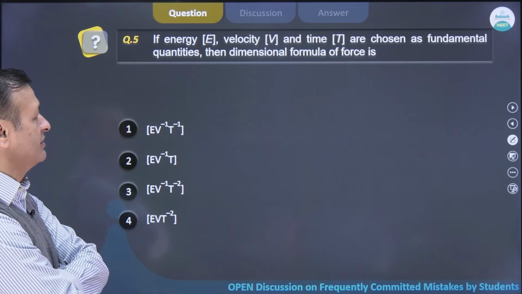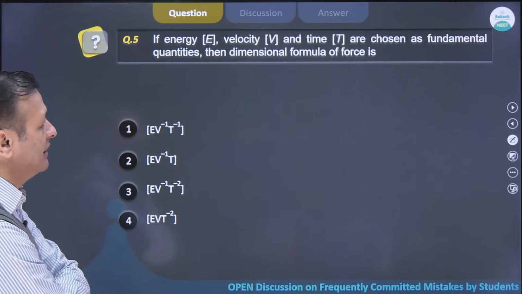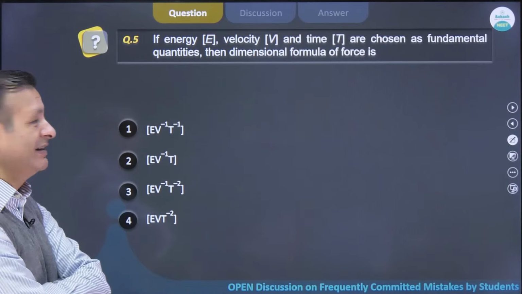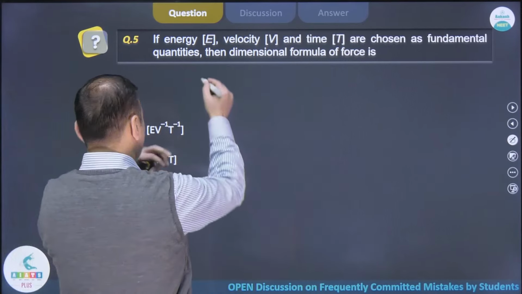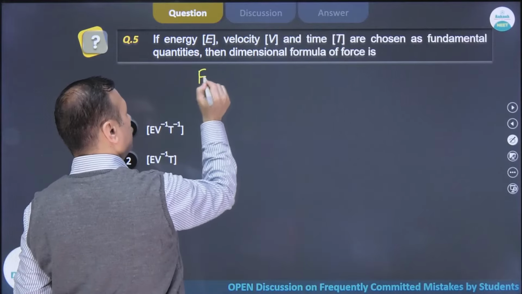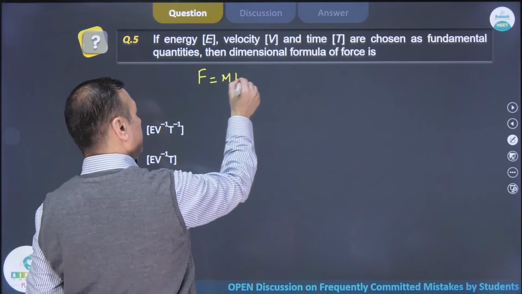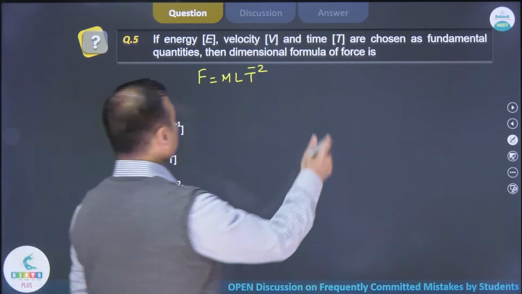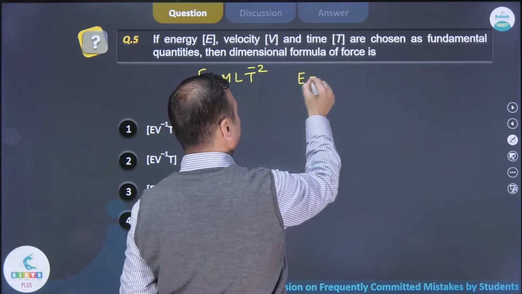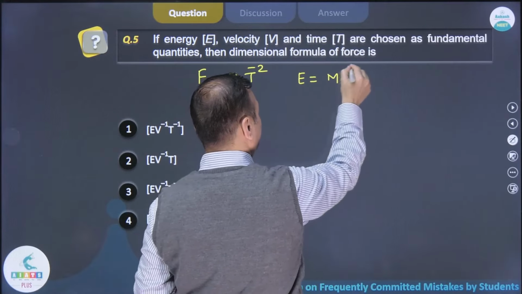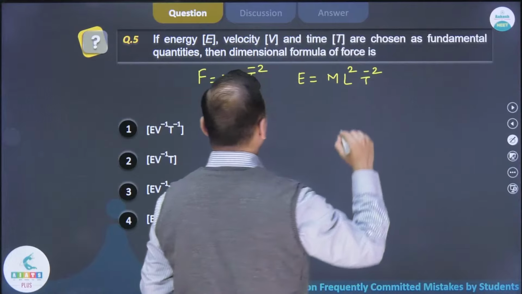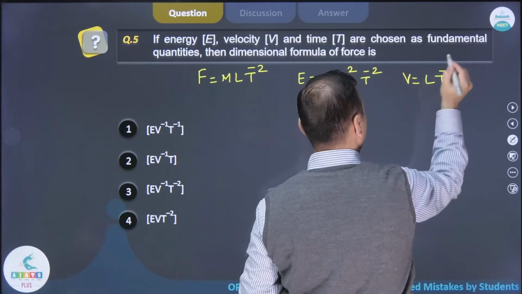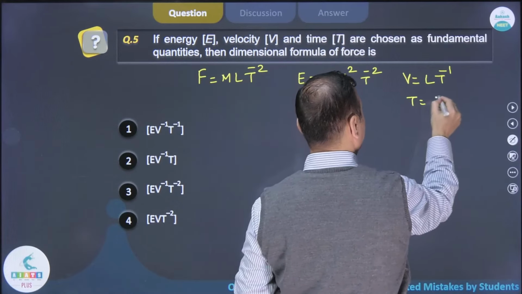If energy E, velocity v and time t are chosen as fundamental quantities, then the dimensional formula of force is. Okay, so we know the dimensional formula of force, that is MLT minus 2, that is mass into acceleration. Dimensional formula of energy is ML square T minus 2. The dimensional formula for velocity is LT minus 1, and for the time it is only T.